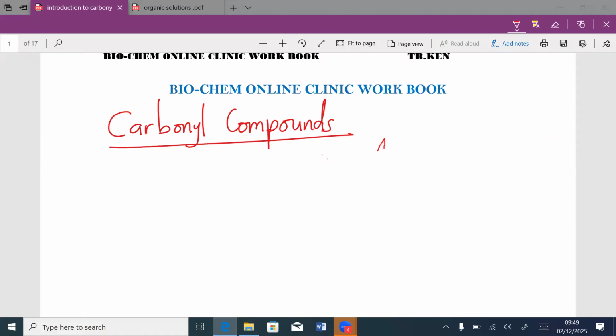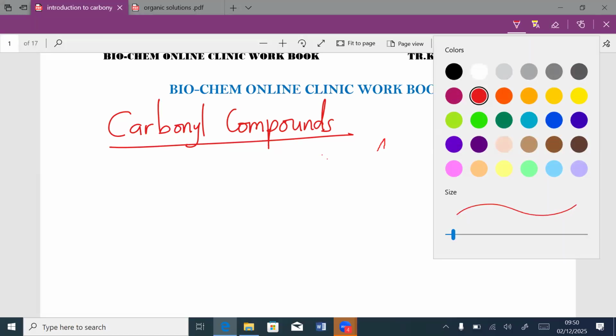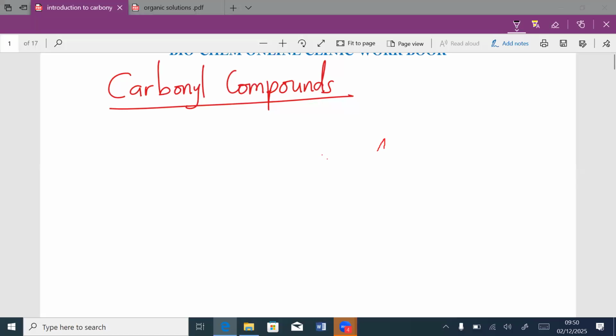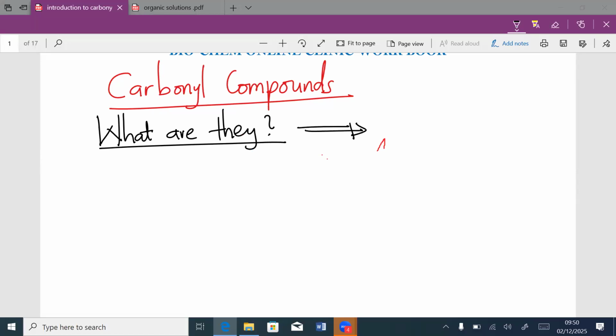We are going to look at carbonyl compounds, and carbonyl compounds in itself is actually a functional group that we are going to study in organic chemistry. Now, what are carbonyl compounds? That is the first thing that will come to your mind. What are these carbonyl compounds? Carbonyl compounds are compounds that have a functional group.